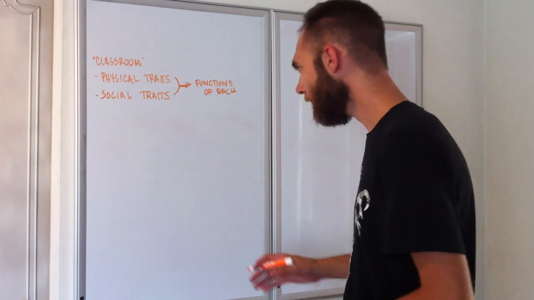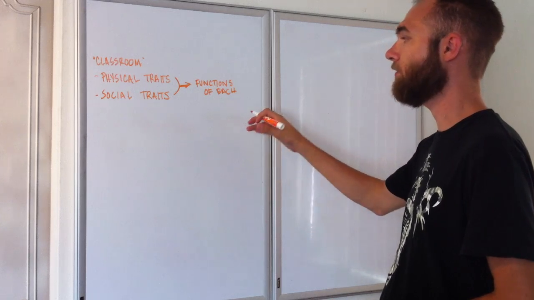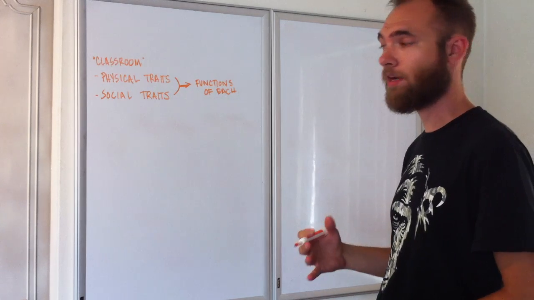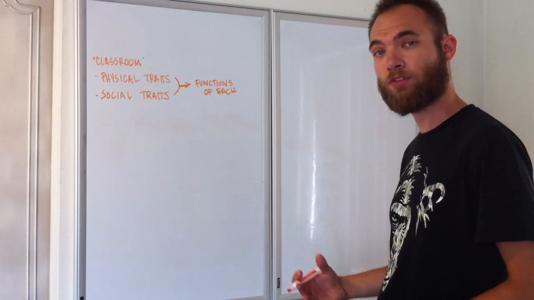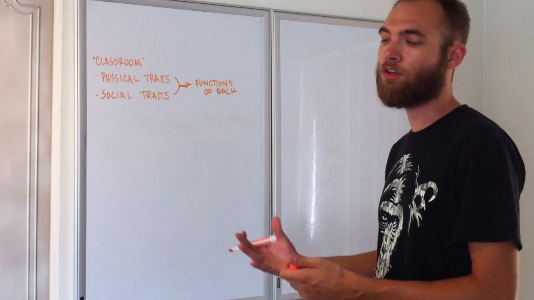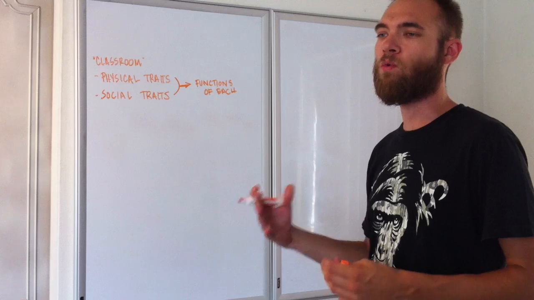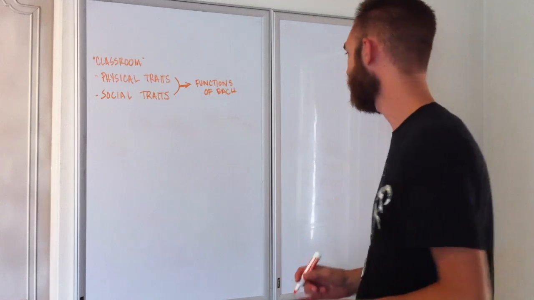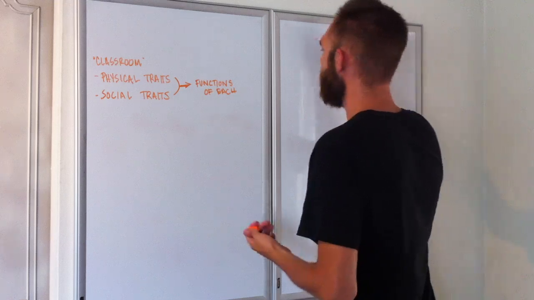So I started off with, I want to identify the physical traits, the social traits, and the functions of each. I'm not going to do all of that on this video, but I do want to identify a bunch of variables in a classroom that we might overlook that could affect how people learn, because that's sort of what you're supposed to be doing in that environment. So, let's just list everything.